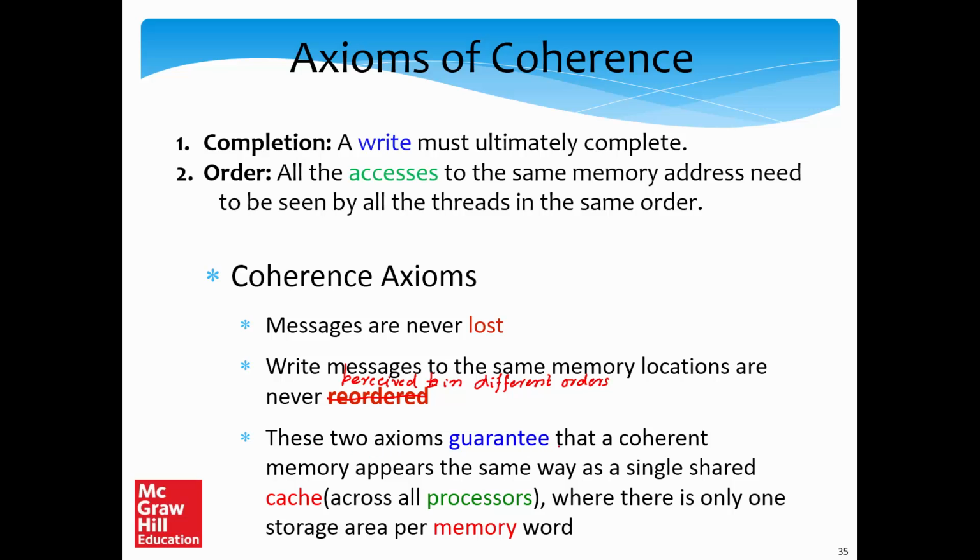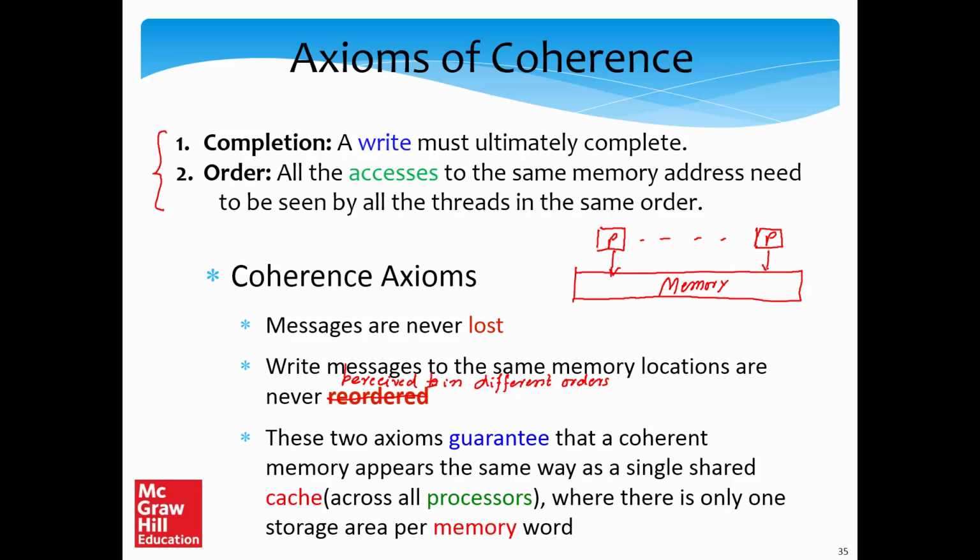So these two axioms guarantee that a coherent memory system, or a memory system that observes coherence, appears the same way as a single shared cache across all processors, where there is only one storage area per memory word. So here we are going back and trying to motivate the reason for these two axioms in the first place. Let us assume a system where all the processors are connected to one large memory. It's not a cache, it's just one large memory. It can be one large cache, but it doesn't matter. It's essentially one large structure, right?